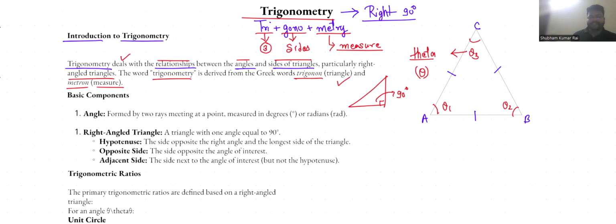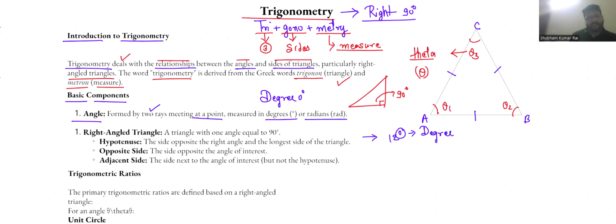The first, here you can see that we are having basic components. That is, first one is angle. If I just talk about angle, so it is formed by two rays meeting at a point, right? And it is measured in degree. Generally, degree can be written like this. So degree is like this, right? If I say that, for example, I write 12 degree. So this part is said to be as degree, right? Or the angle can be measured in radian, that is said as rad in short, and is pronounced as radians or radian, right?